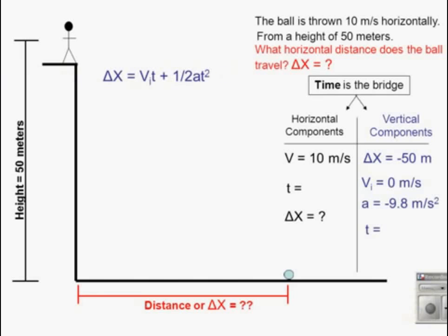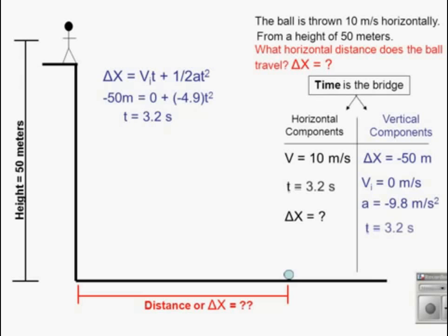We're going to use, and I put it in blue because we're talking about the vertical components here, the displacement equals initial velocity times time plus 1/2 at squared. Negative 50 equals 0, because the initial velocity is 0, times time, so that'll be 0. Half of gravity is negative 4.9 times t squared. So the time it takes that ball to hit the ground is 3.2 seconds, regardless of how fast he threw it outward. But he just happened to throw it 10 meters per second.